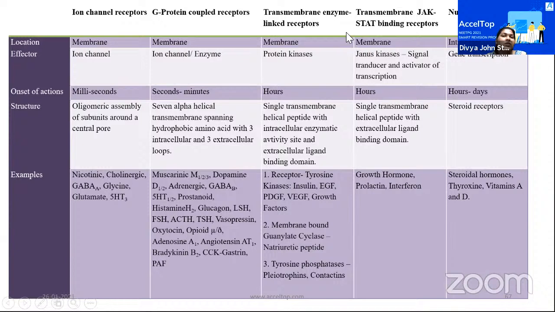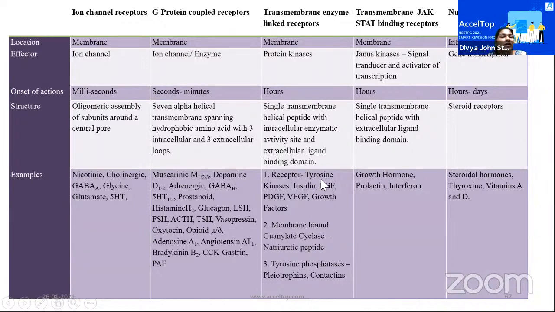The next type of receptor is your transmembrane enzyme linked receptors, which are also membrane bound, and they have an effector system which activates protein kinases, and they take hours to act. After signal generation, they take hours to give a response. And they are a single transmembrane helical peptide with an intracellular enzymatic activity site and an extracellular ligand binding domain. So they can be further divided into 3 types or examples.